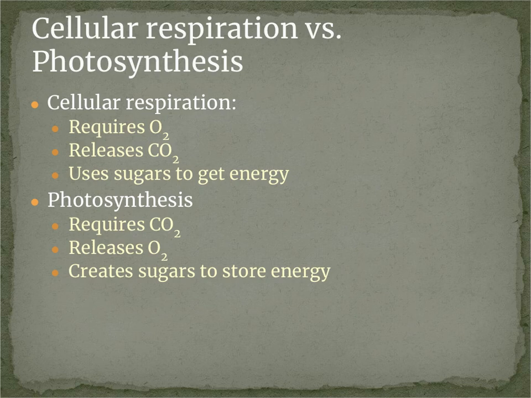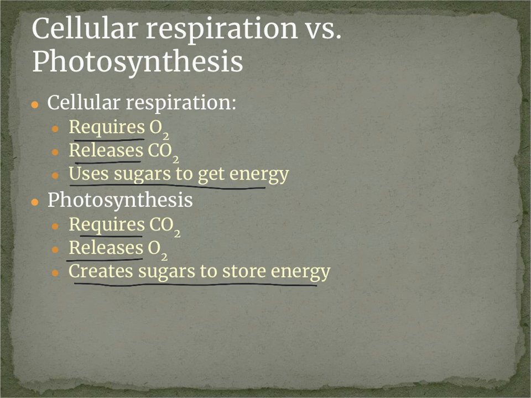It's important too that you also get to see the relationship between cellular respiration and photosynthesis. Photosynthesis and cellular respiration are opposite processes. So cellular respiration requires the presence of oxygen, and it releases carbon dioxide and uses sugars to get energy for use in the body. Photosynthesis is the opposite. It requires carbon dioxide, it releases oxygen gas, and it creates sugars to store energy. So when you look at those processes, they are opposites, and they kind of make a cycle.